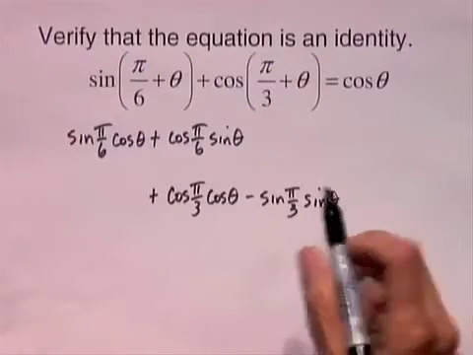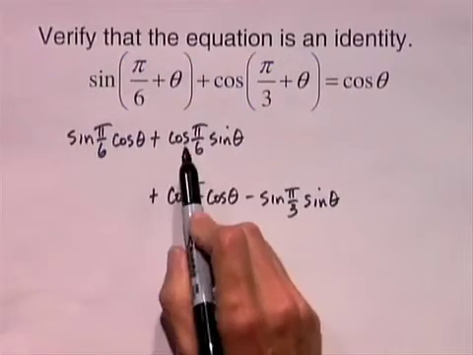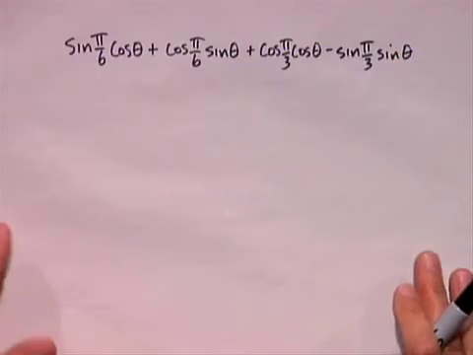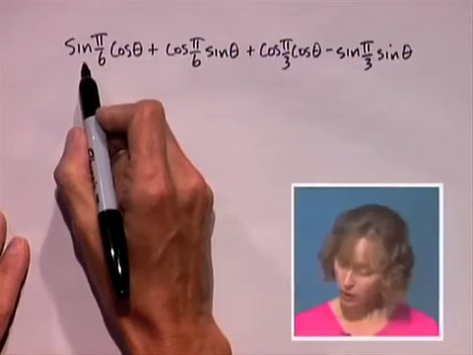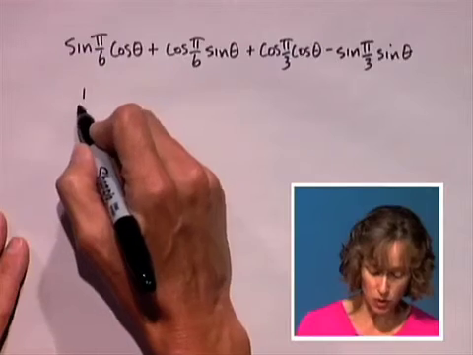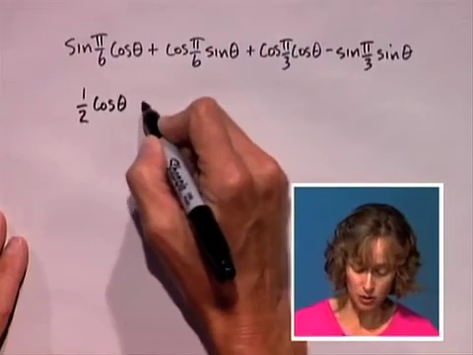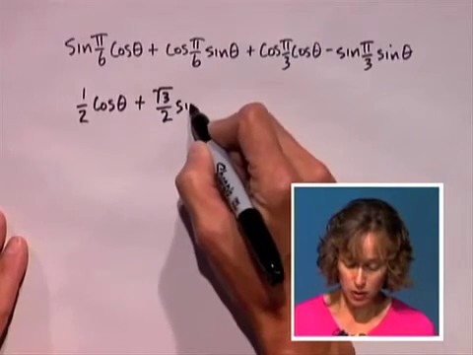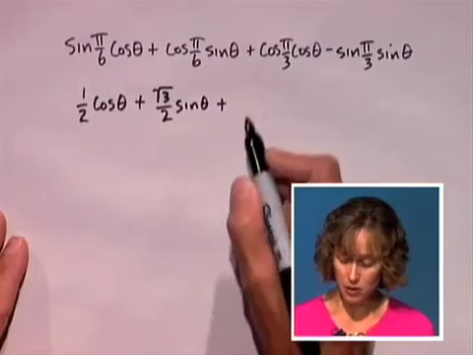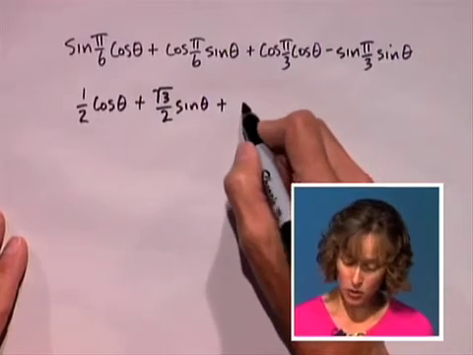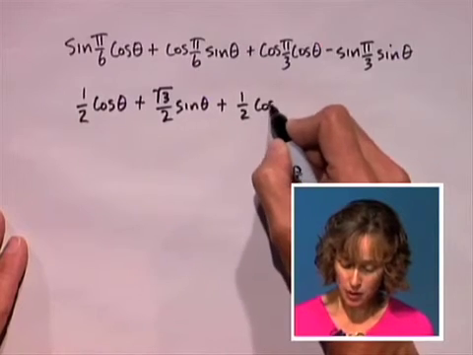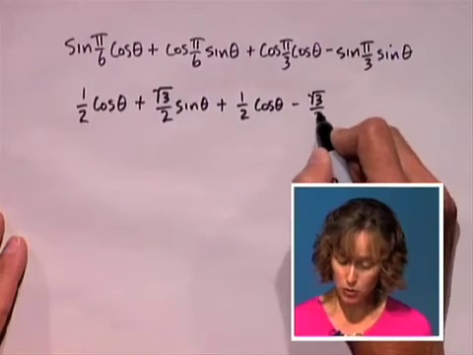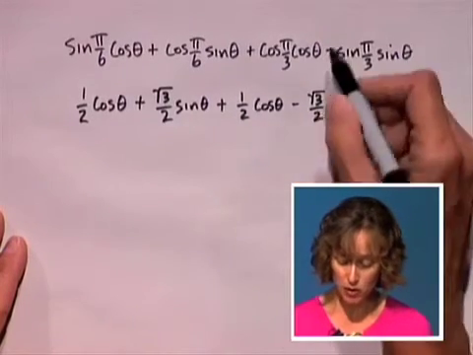Let's work from there and put in some values for sine pi over 6, cosine pi over 6, cosine pi over 3, sine pi over 3. So I've copied that part on another sheet. I want to put in the value of the sine of pi over 6, which is 1/2. I have that times cosine theta. I want cosine pi over 6, which is square root 3 over 2, times sine theta. Plus, now, the cosine of pi over 3 is 1/2 times cosine theta minus the sine of pi over 3, which is square root 3 over 2, times the sine of theta. So I've put in some values.